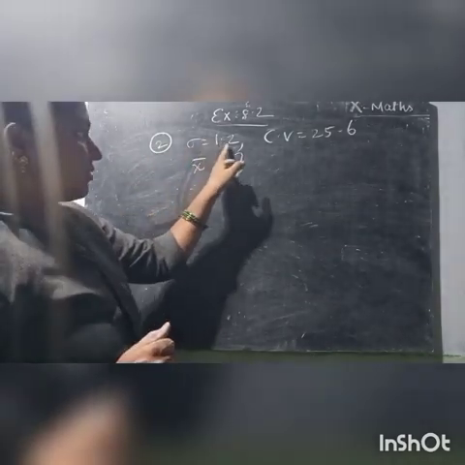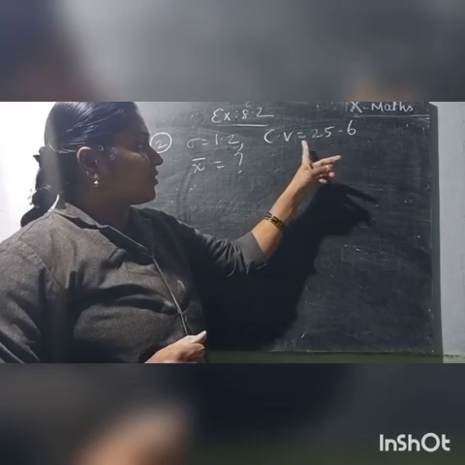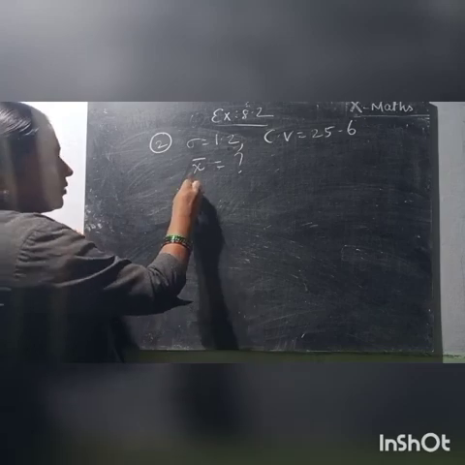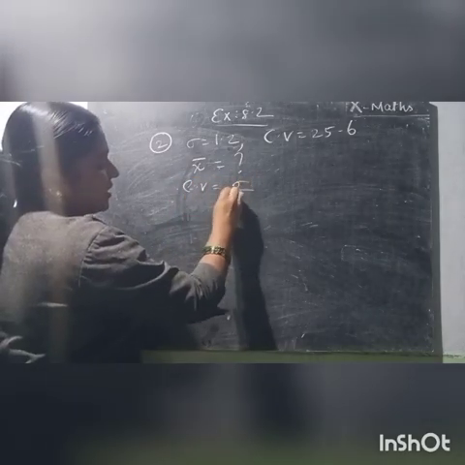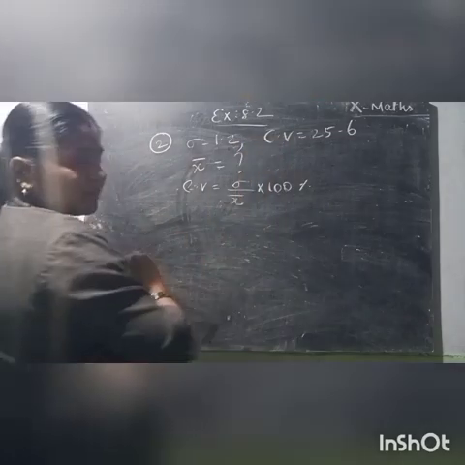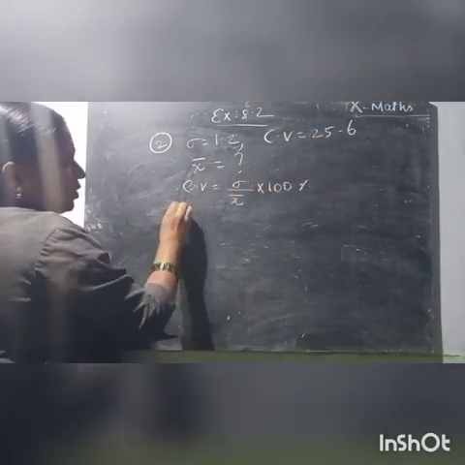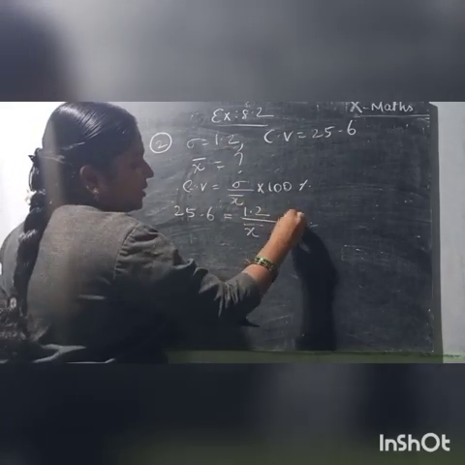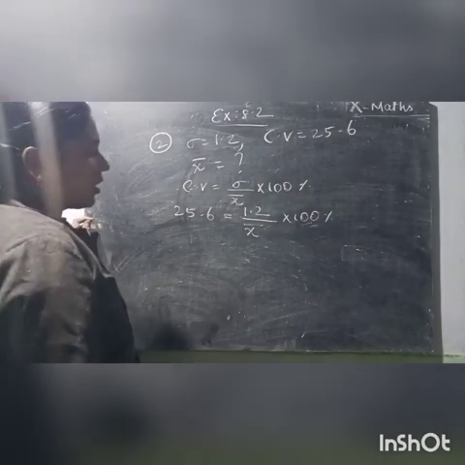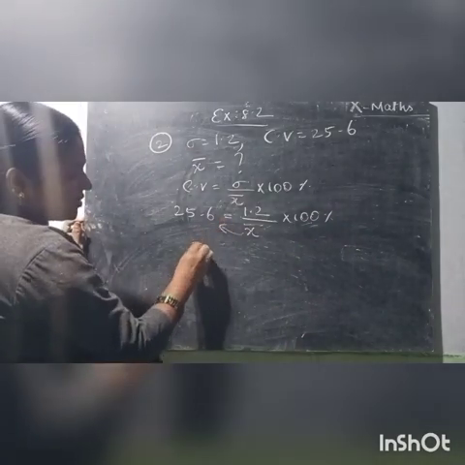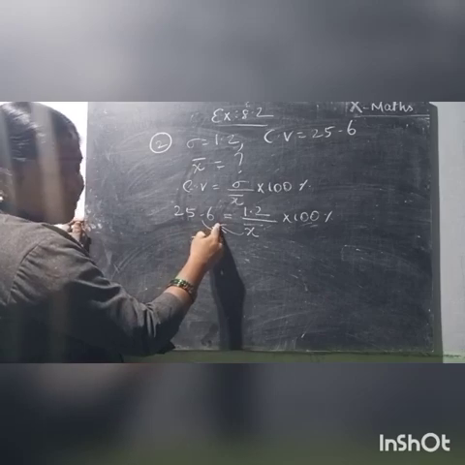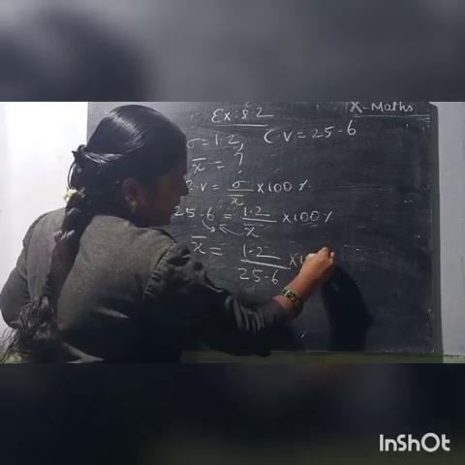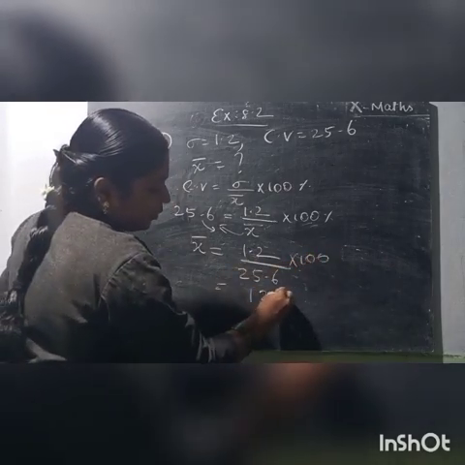See second sum, standard deviation value is 1.2, coefficient of variation value is 25.6. We want to find out the mean value. So coefficient of variation equals standard deviation by x bar into 100%. Coefficient of variation value is 25.6, standard deviation value is 1.2. Now we have to bring this x bar here. So x bar equals 1.2 divided by 25.6 into 100. So 1.2 into 100, you will get 120.